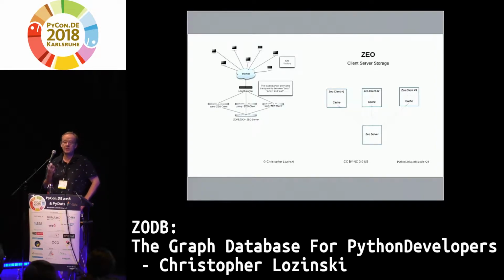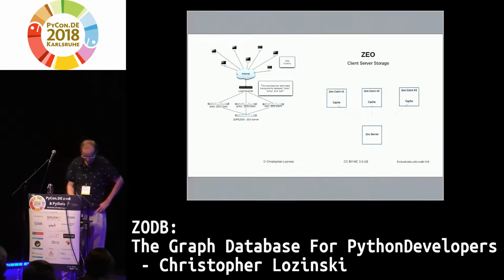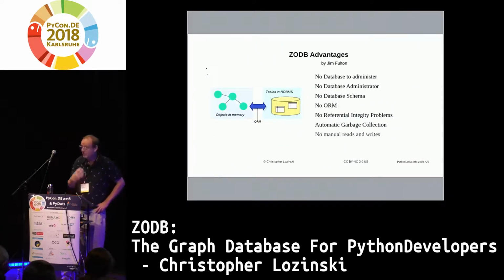So the application servers keep a cache of the object. If that object gets updated, they update the ZO server. The ZO server invalidates the other caches. So one of the things I don't have to worry about is cache invalidation. Very nice. There's actually a whole bunch of things I don't worry about.